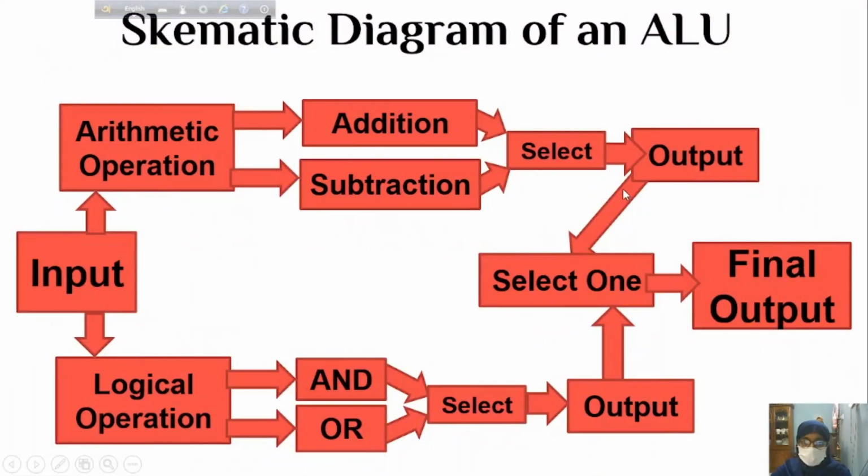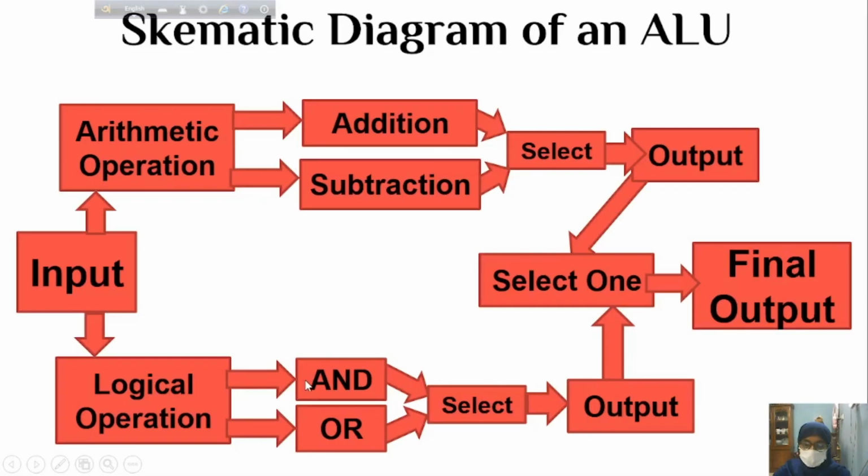This is the more detailed schematic diagram of an ALU. In the arithmetic operation unit, we will do two operations. One is addition and another is subtraction. And in the logical operation unit, we will do two operations. One is AND operation and another is OR operation. The addition will give us an output and the subtraction will also give us an output. And from these two outputs, we will select only one output, which is the output of our arithmetic unit.